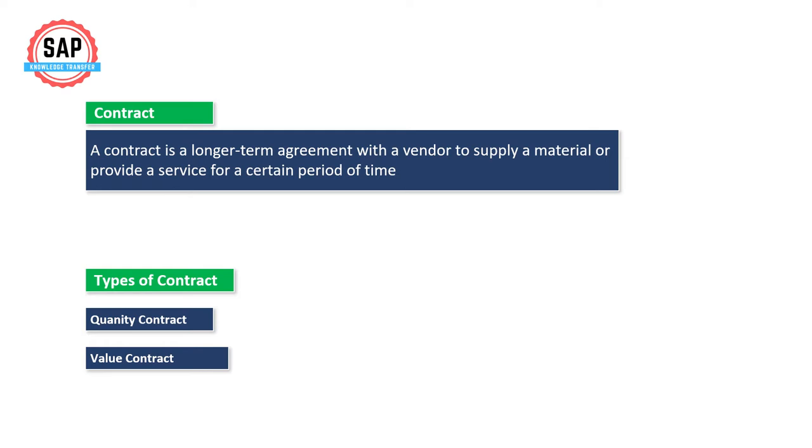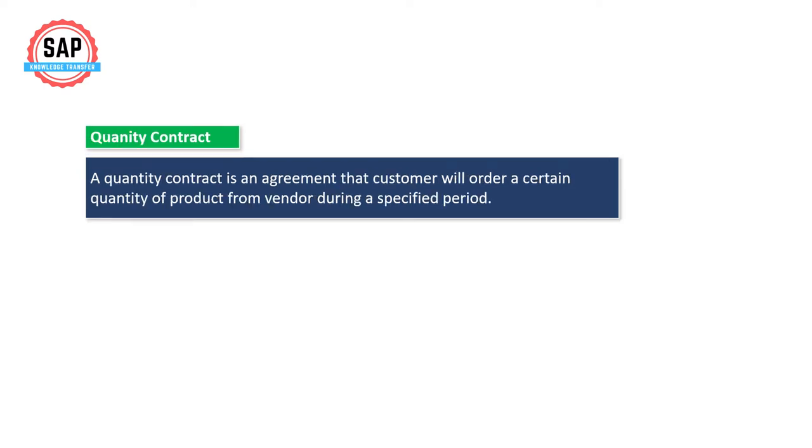One is a quantity contract, another is a value contract. What is a quantity contract? A quantity contract is an agreement that the customer will order a certain quantity of product from the vendor during a specific period. This is a quantity contract.